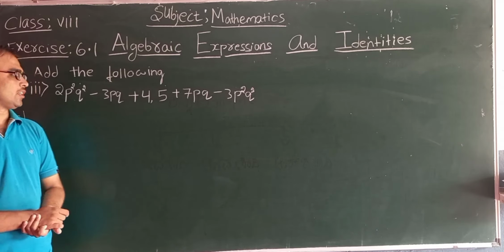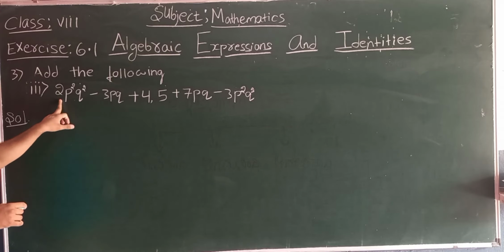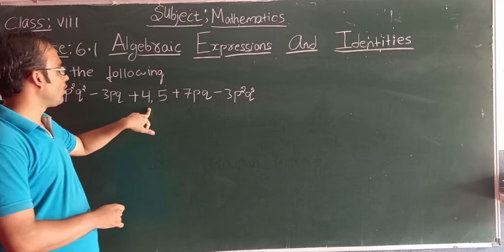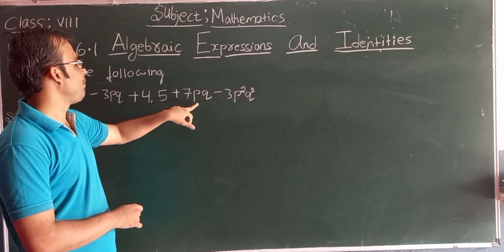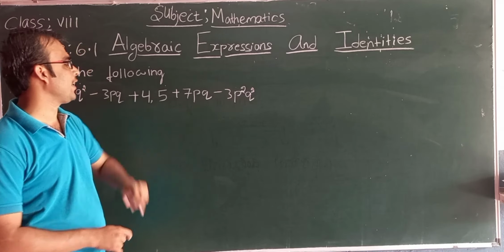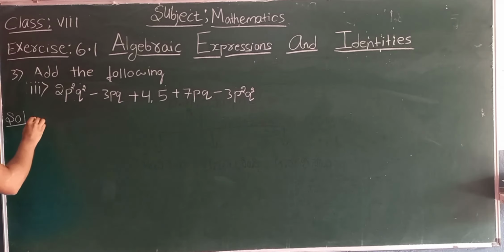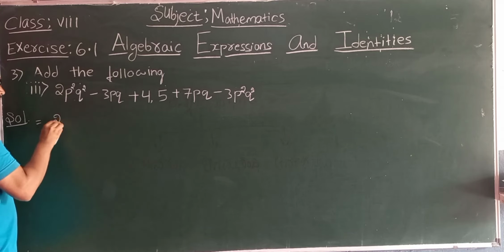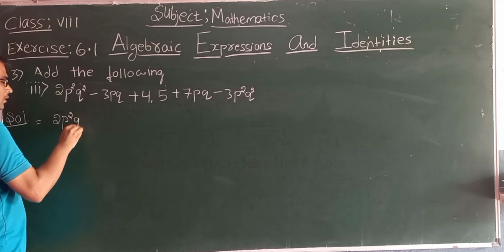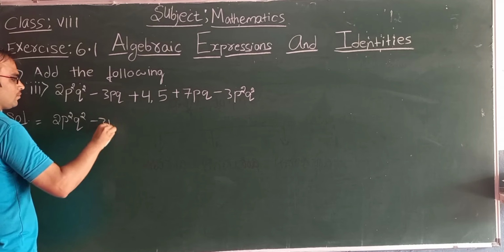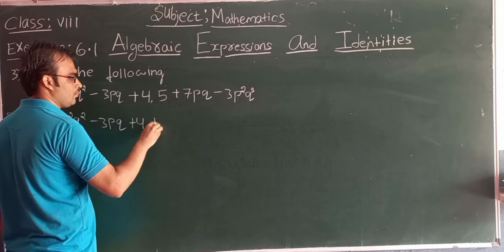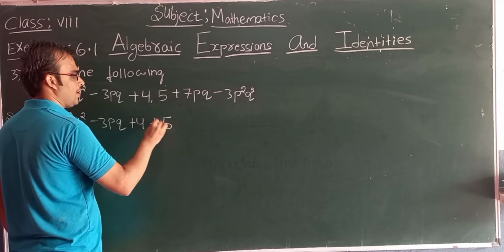Students, now let us solve the third question. So what is given? 2p square q square minus 3pq plus 4, 5 plus 7pq minus 3p square q square. So now what we need to do? We need to write it as it is, but in place of comma we need to place the addition symbol, that is plus. In place of comma write plus and write it as it is.